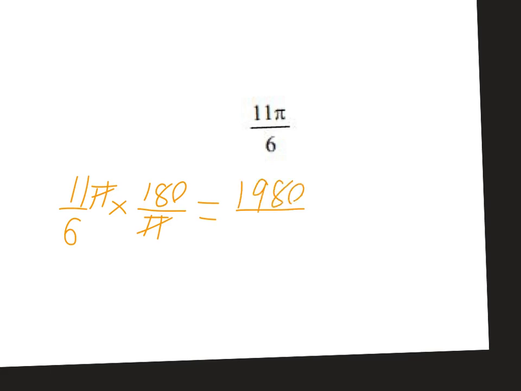11 pi over 6. Well, nothing changes. Got my 11 pi over 6. Going to multiply that by my 180 over pi. Those will cancel out. That'll give us 1,980 over 6, which simplifies down to 330 degrees. You're welcome to use a quick little four-function calculator in solving these if you so desire.